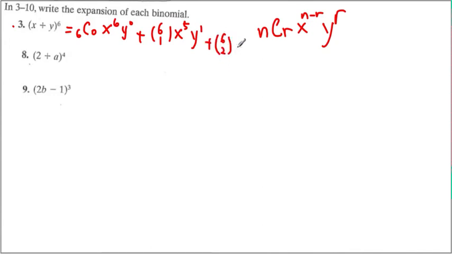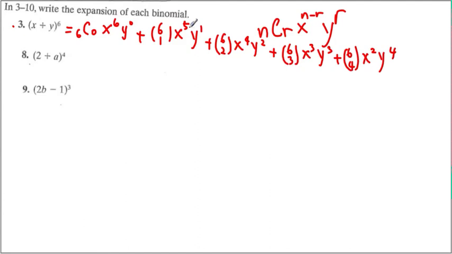6C2 and x to the fourth and y squared, plus next one becomes 6C3 and x to the third and y to the third, plus 6C4, and we have x to the 2 and then y to the fourth. Notice that x goes down by 1 while y goes up by 1. And then we're going to continue with the 6C5, x and then y to the fifth power, plus 6C6 of y to the sixth power.